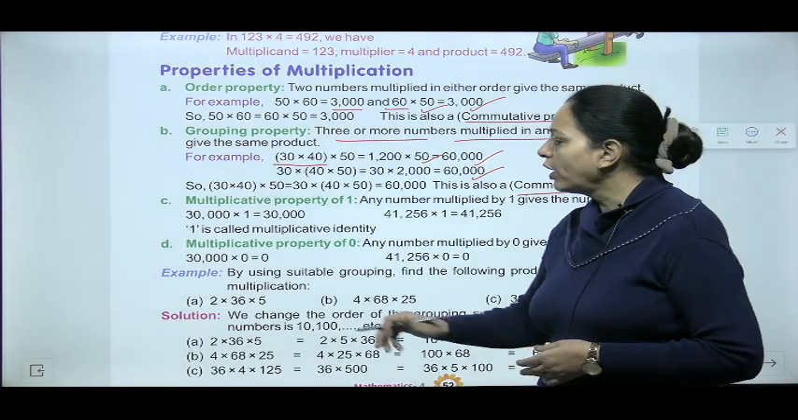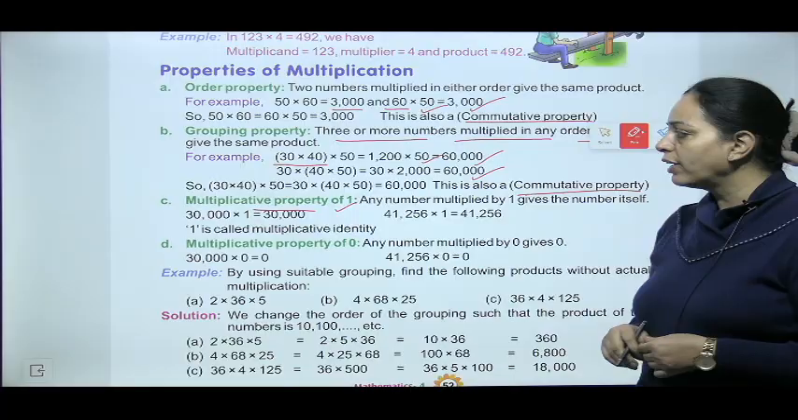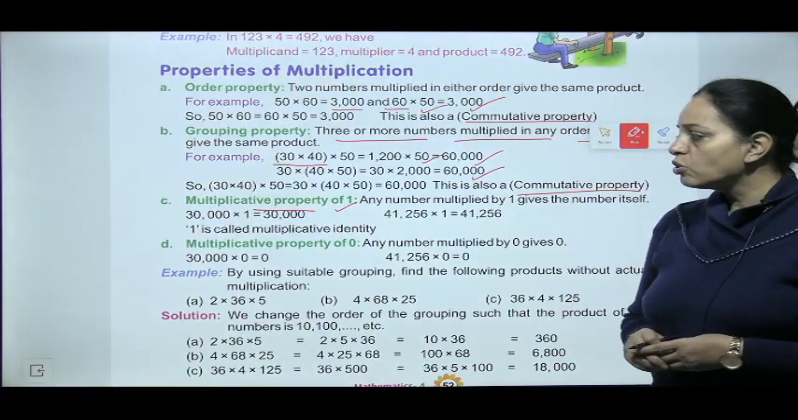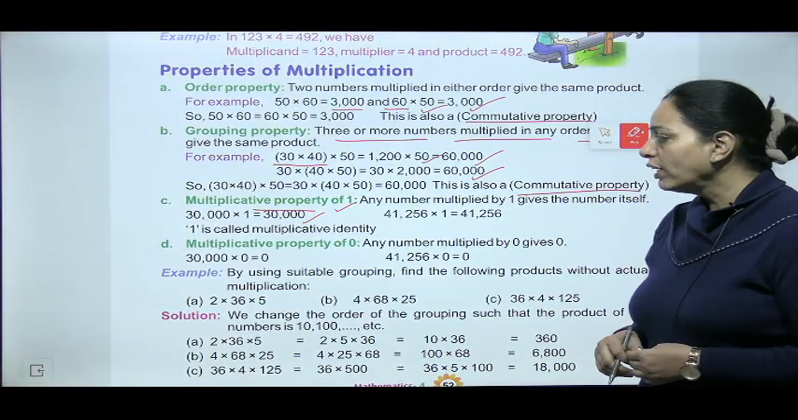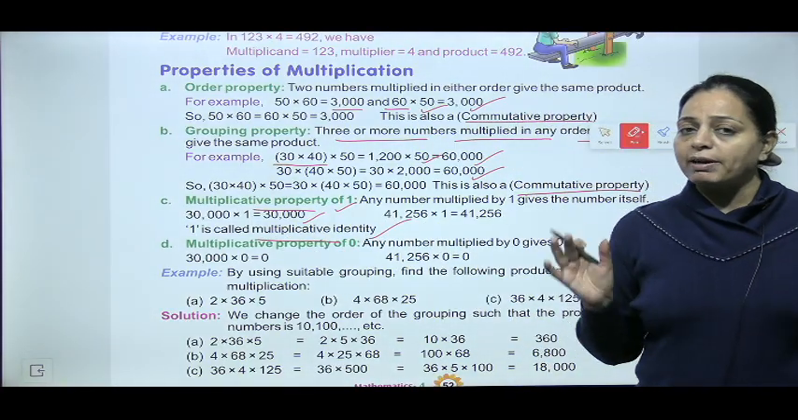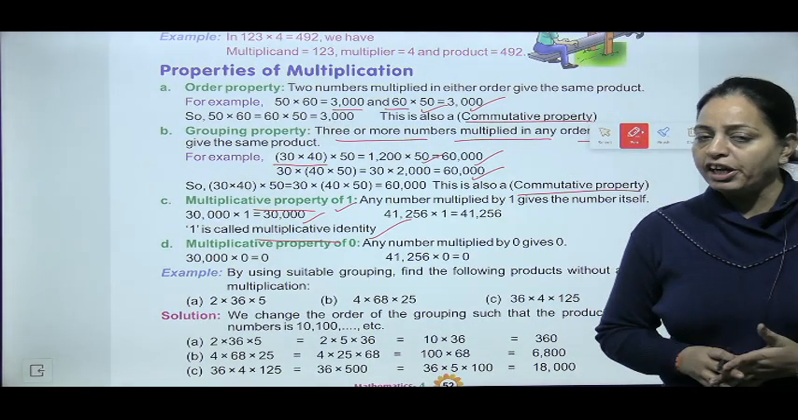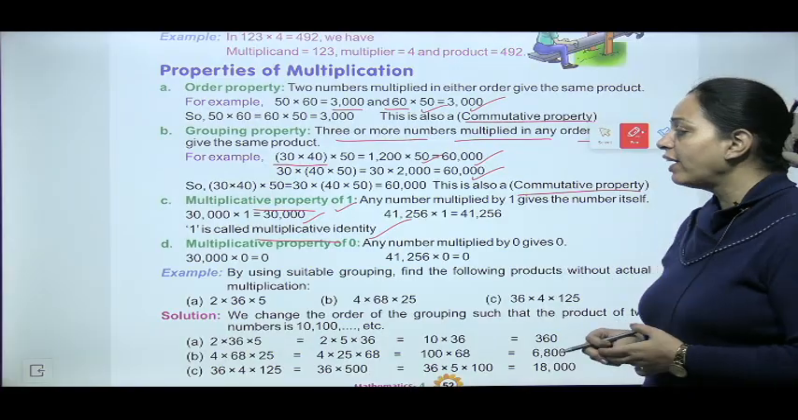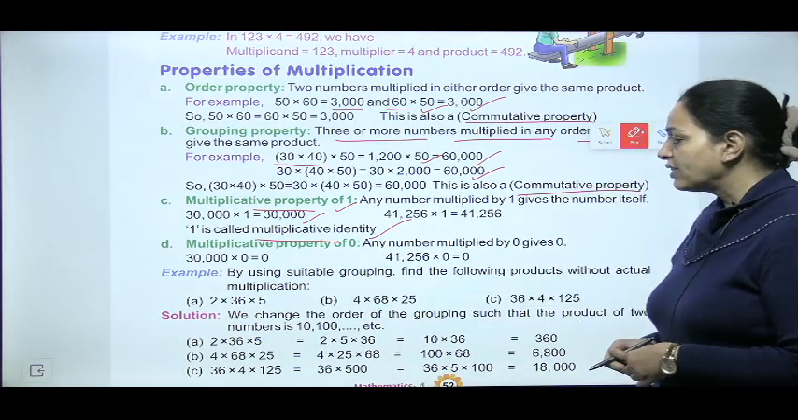Okay. Now C point, multiplicative property of 1. Any number multiplied by 1 gives the same result. So like 30,000 multiplied by 1 is 30,000. So 1 is a multiplicative identity, because by multiplying by 1, the identity of the number doesn't change. It remains the same. That's why 1 is said to be the multiplicative identity.